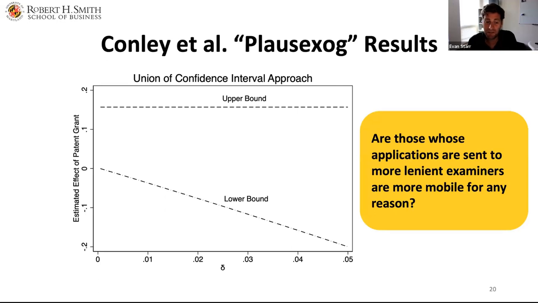And so the question we have to ask ourselves is, are those whose applications are sent to more leading examiners more mobile for any reason? If that's true, then we're going to lose the statistical significance on this effect. You could also figure out what gammas are going to overturn your results, kind of like Cinelli and Hazlett.